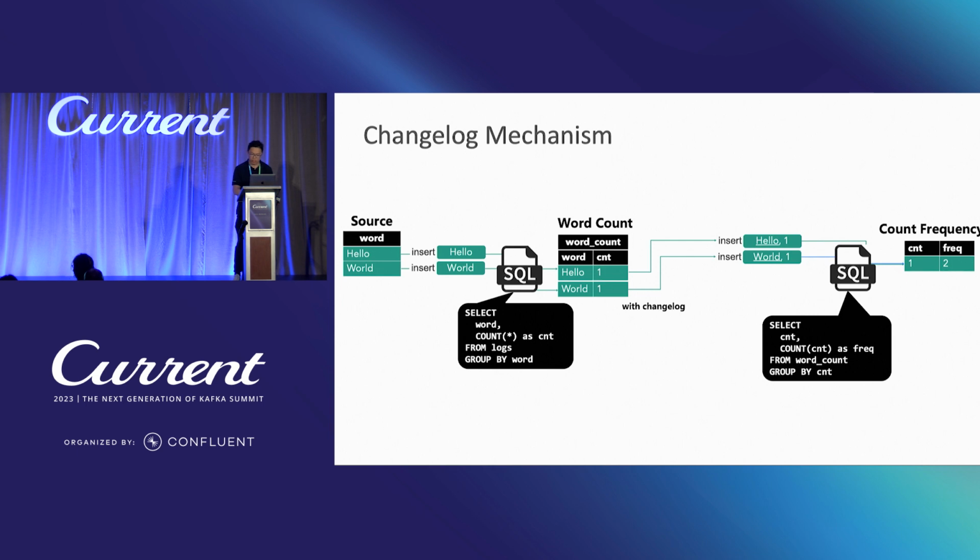So as you see, with the changelog mechanism, the final result is correct. The update before is the retraction. So that's why we need the changelog. But in a lot of cases, the aggregation doesn't need to send update before. If your sink is an upsert sink, it does not need update before. Flink SQL will optimize this situation.